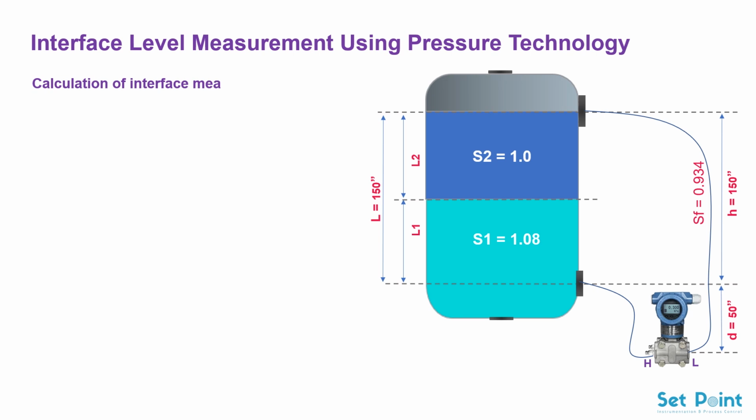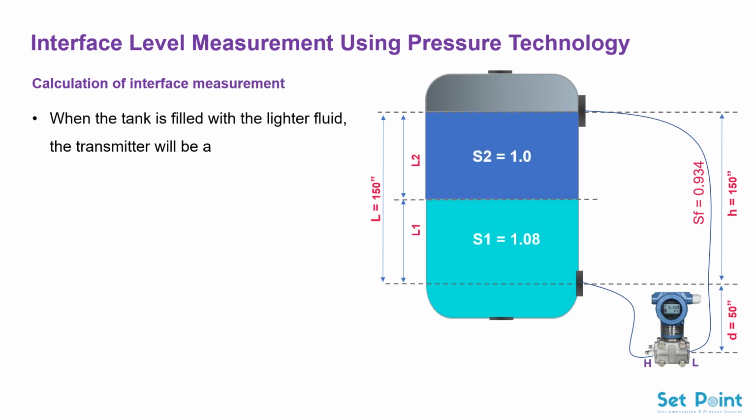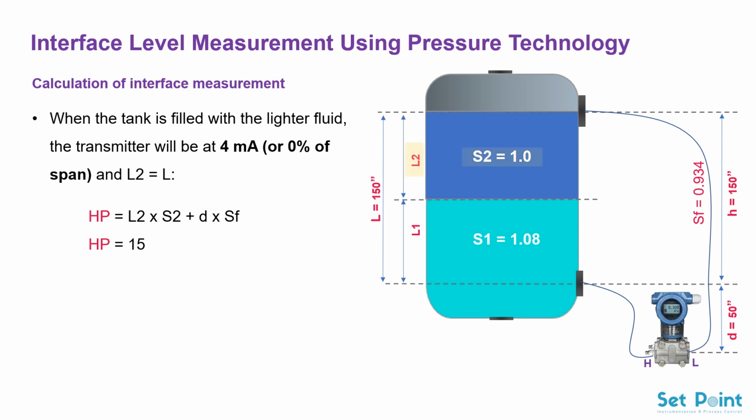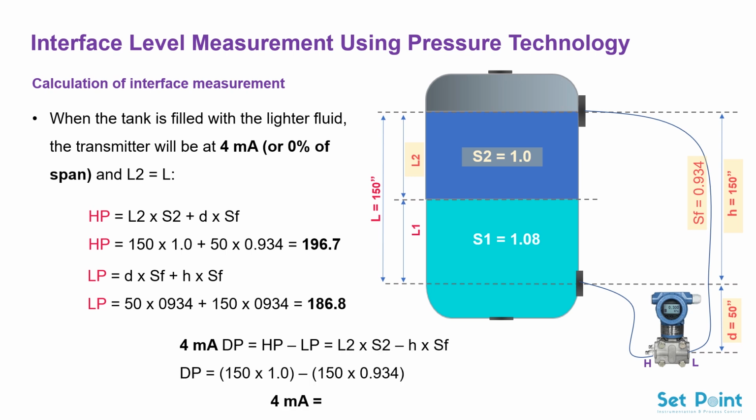Calculation of interface measurement. When the tank is filled with the lighter fluid, the transmitter will be at 4 milliamperes, or 0% of span, and L2 equals L. So high pressure side equals L2 multiplied by S2 plus D multiplied by SF. The result will be 196.7 inch H2O. Low pressure side equals D multiplied by SF plus H multiplied by SF. The result will be 186.8 inch H2O. At 4 milliamperes dP range equals HP minus LP, so the result will be 9.9 inch H2O.